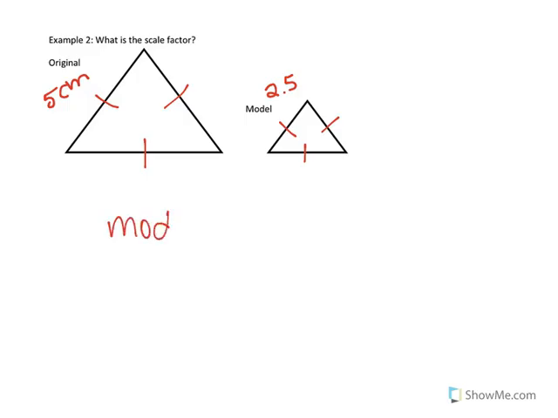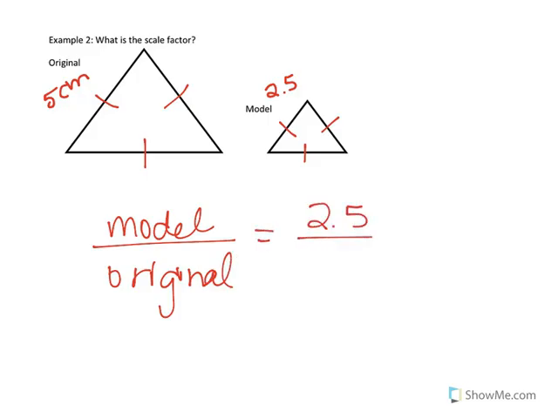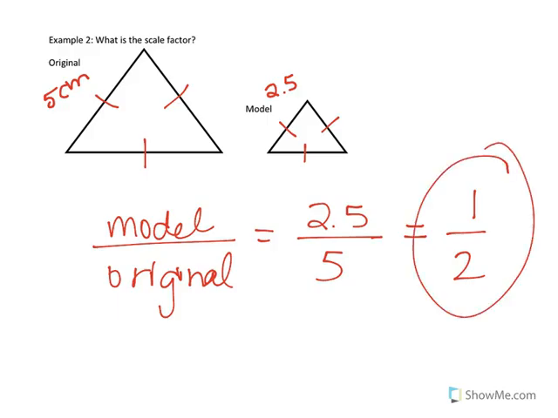So if we're doing model over original, it would be 2.5 over 5. We can simplify that to be 1/2. So the scale statement is 1/2. And you don't need any units when they're the same unit.